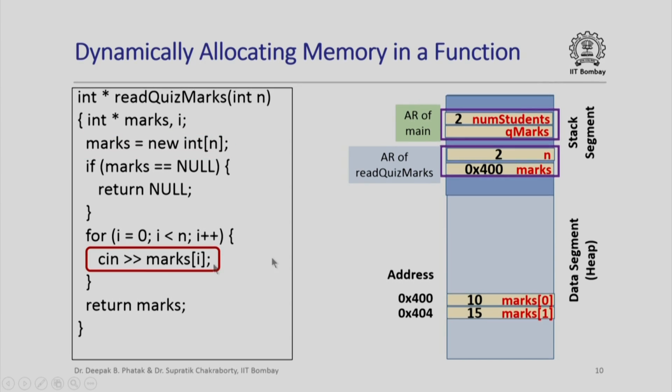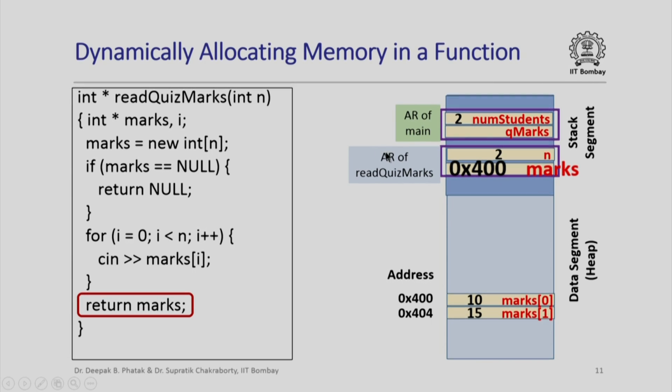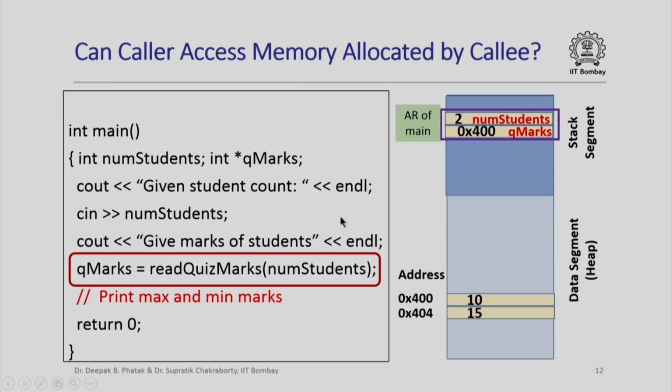And then finally in this loop, let us say I have read in these two integer marks 10 and 15, and finally when I return marks, what am I doing? I'm basically saying the value of hex 400 should be returned to the main function, and the activation record of read quiz marks will be gone, and in the main function, since the value returned by read quiz marks is assigned to q marks, q marks will get the value hex 400.